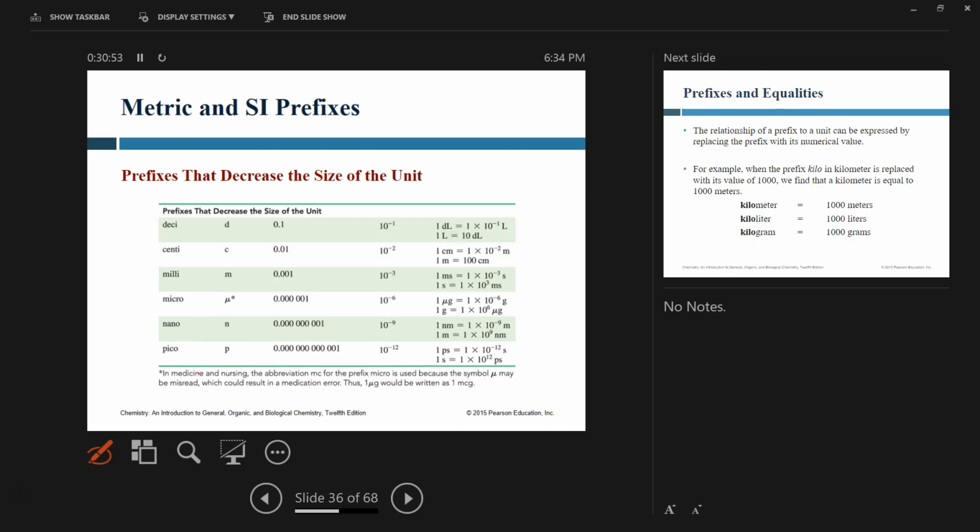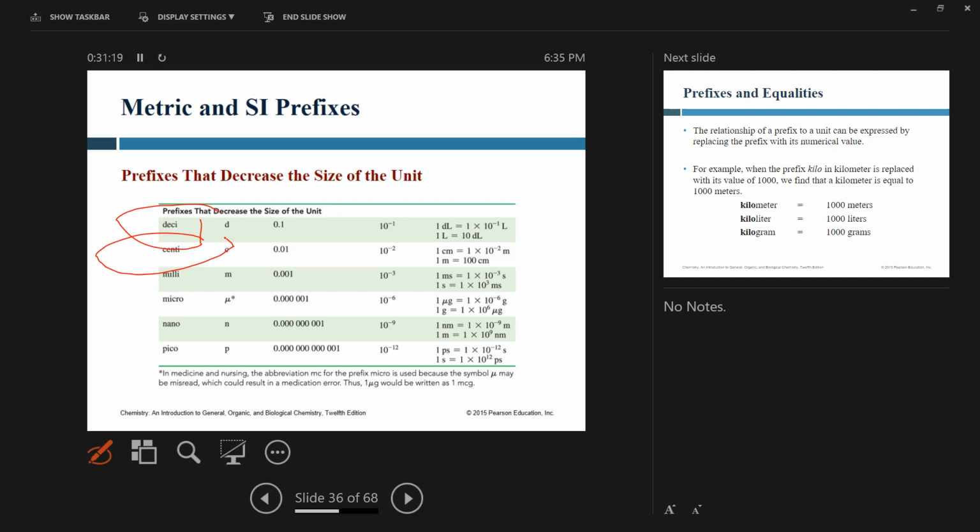Now, these units decrease. Deci is 1/10. Decimeter, okay? 1/10 of a meter. Santi is 1/100th.